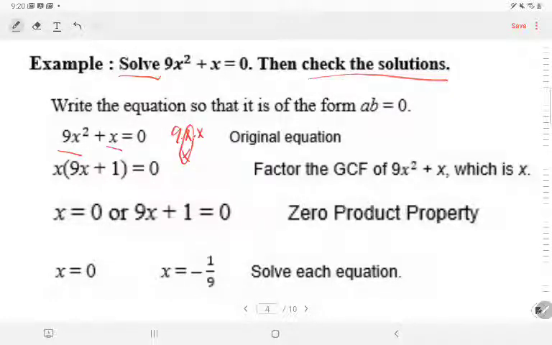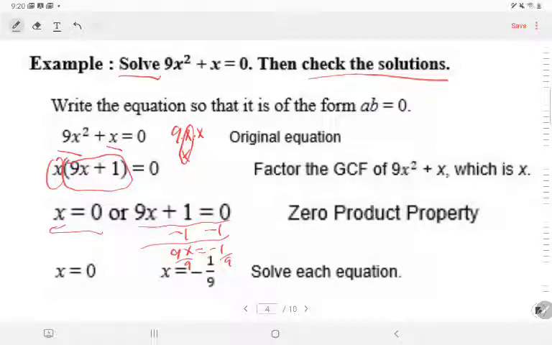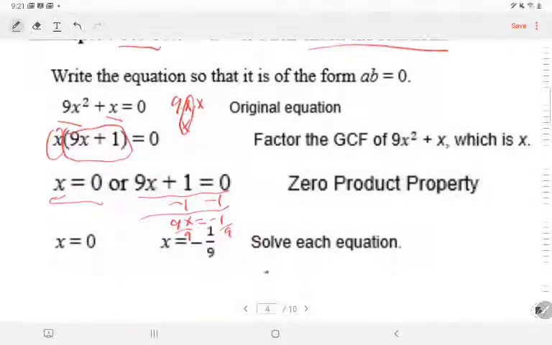Now you set each of those factors equal to 0. So you have one factor here, and you have one factor here. You set each of those equal to 0. So you would simply have x equals 0, and 9x plus 1 equals 0. I would subtract 1 from both sides. That gives me 9x equals negative 1. Then divide both sides by 9, and x equals negative 1/9. Okay?